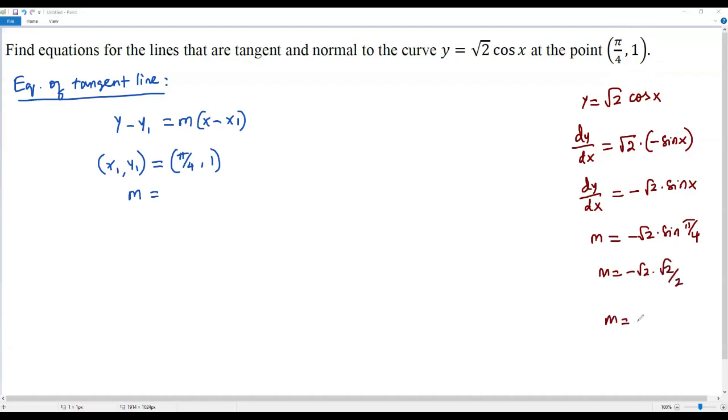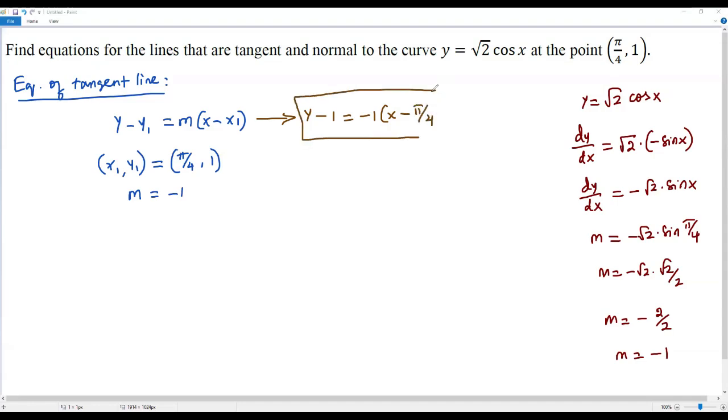Then I'm getting m equals negative. When I multiply square root of 2 and square root of 2, it becomes 2 divided by 2. Finally, m equals negative 1. So the slope of the tangent line is negative 1. Now I plug in the point pi over 4 comma 1 and negative 1 into the equation of the tangent line. Then I get y minus 1 equals negative 1 times x minus pi over 4. Now I have the equation of the line tangent to the curve y equals square root of 2 times cosine x at the point pi over 4 comma 1.